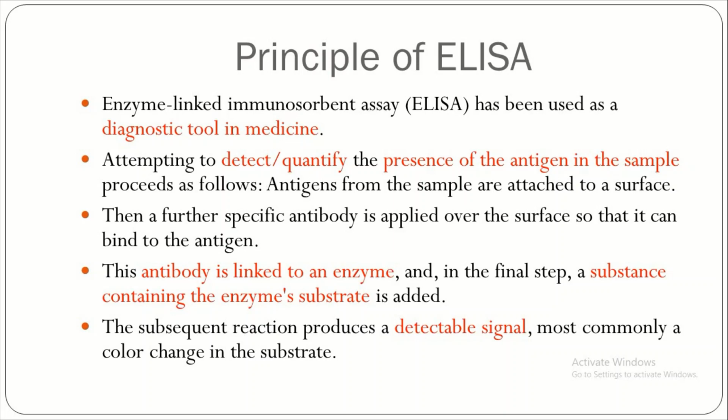The final step is you add a specific substrate for that enzyme, where this substrate is colorless before you add it. After it reacts with the enzyme attached to the antibody, it is cleaved by the enzyme, and the product will be colored. This produces a detectable signal, and most commonly this color change is what you measure. This is the simple principle behind an ELISA, and this is the sequential way ELISA works.